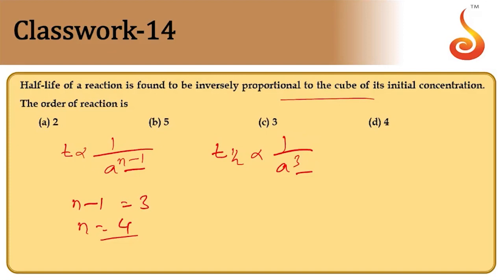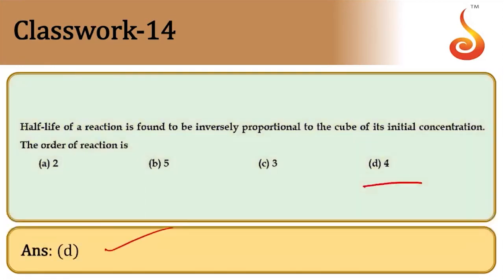So in general, t half is proportional to 1 by a to the power of n minus 1. They have given that t half is inversely proportional to the cube of its initial concentration, so 1 by a to the power of 3. Comparing these two, we get n minus 1 is equal to 3. Therefore, the answer is 4. The option is D here. So D is the answer.